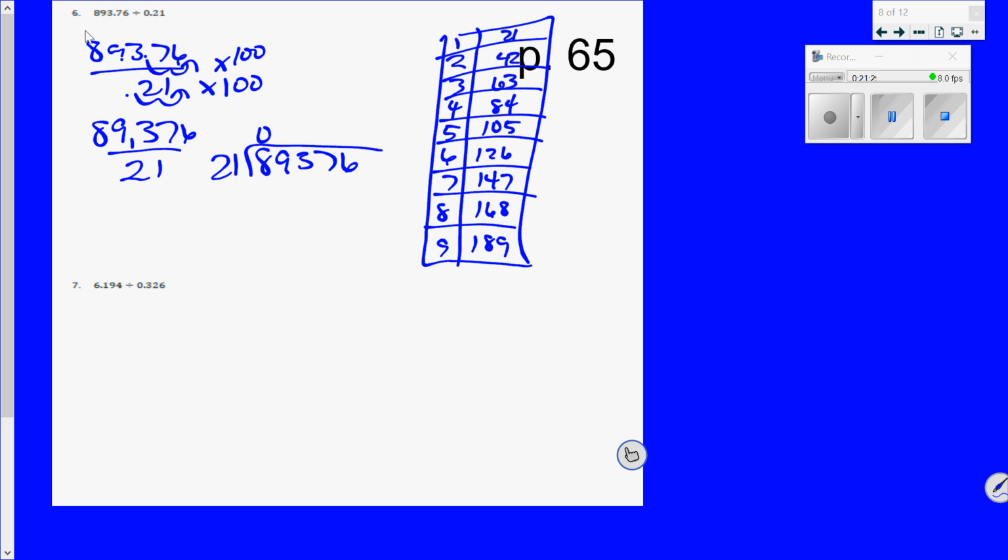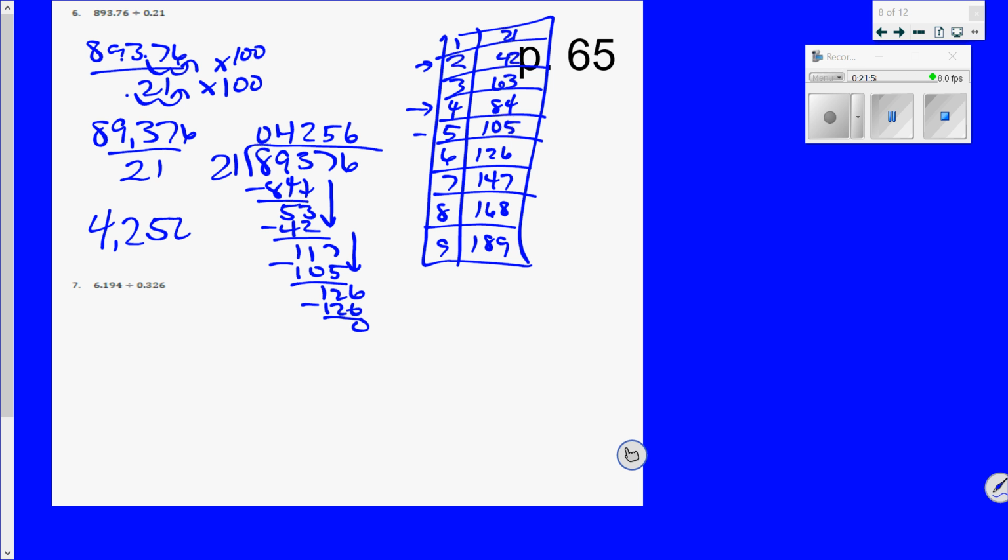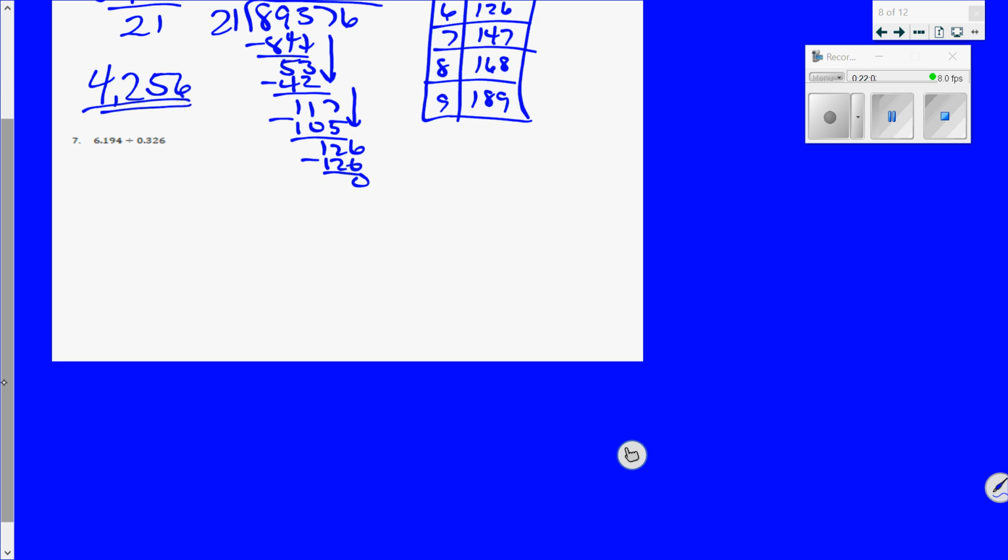Okay? So 89,376 divided by 21. It's not going to go to the 8, but 89 is going to go 4 times. Subtract 84 gives me a 5. 53, it's going to go twice. Subtract 42 gives me 11. So bring down the 7. 117, it's going to go 5 times. Subtract 105 gives me 12. 126, it's going to go 6 times. So my answer was 4,256. Okay. Am I going too fast? Hopefully we're just checking our work, so it's not a big deal.